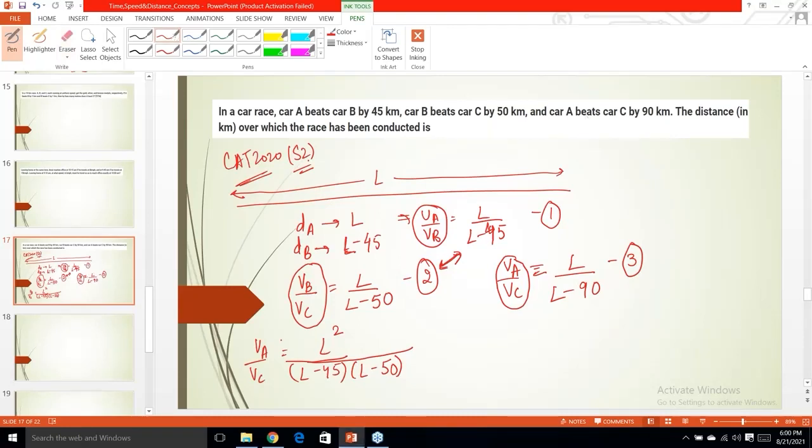Now, so you multiplied VA by VB into VB by VC to get VA by VC, and the question itself provided you VA by VC. Obviously, VA by VC will be the same. Can you equate these two? These two? Can you equate these two?